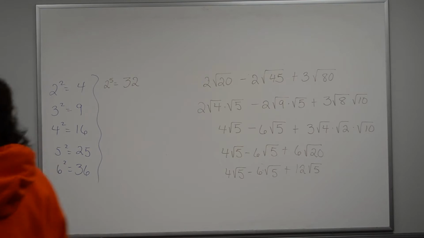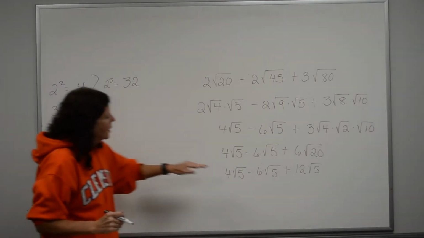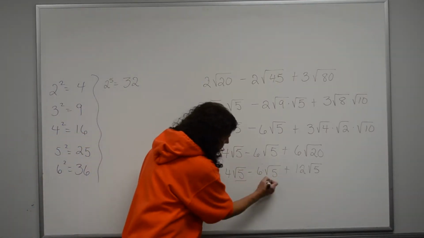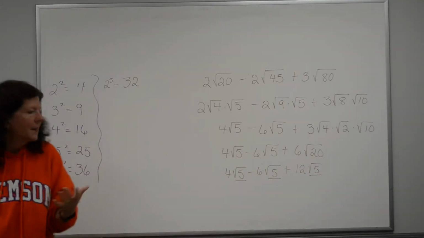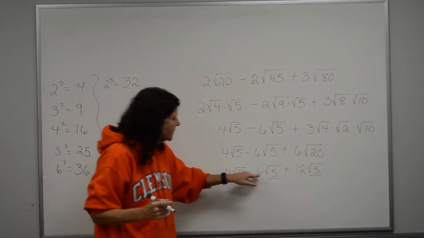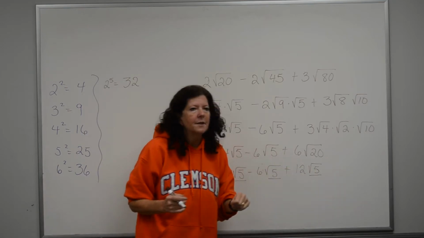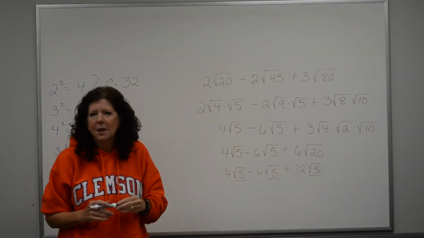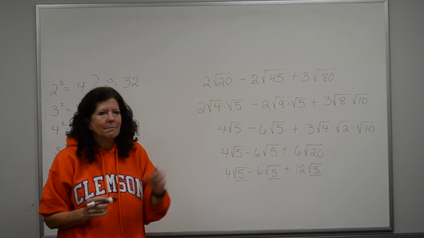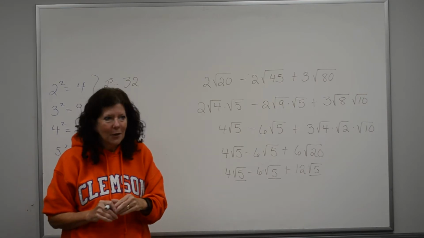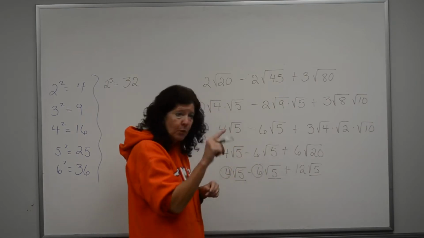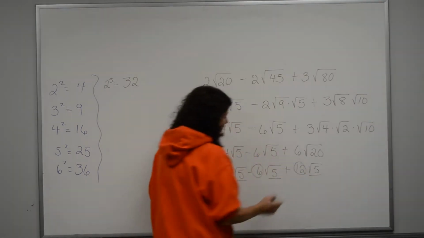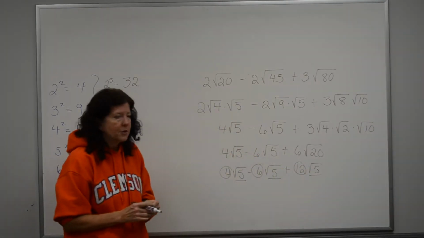Okay, look how those match. Almost like a variable. If I have 4x minus 6x plus 12x, what do I do to combine those? I put their coefficients together, don't I? Same thing I do here. If all of their roots match, and I'm adding or subtracting, I work with the coefficients.